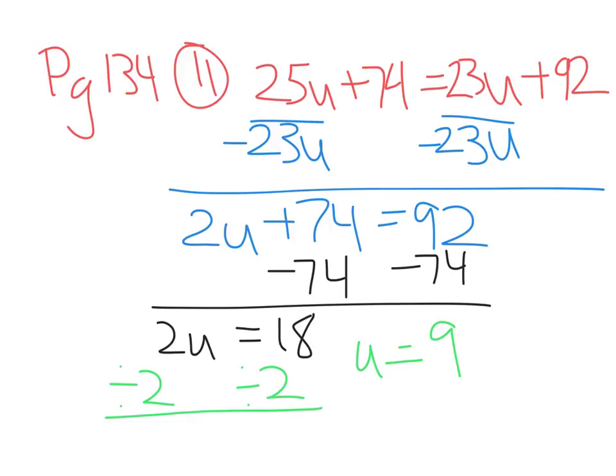And that makes sense, because if I plug it in up here, this here is going to be 2u more, so I'm going to have to add 18 to that side, because it's 2u more than this. So 18 plus 74 is going to be equal to 92, so that makes sense.